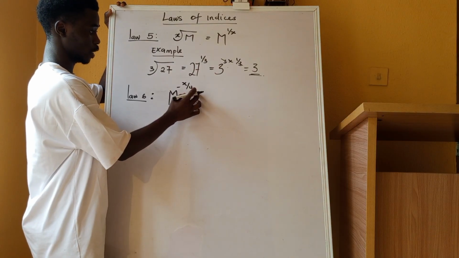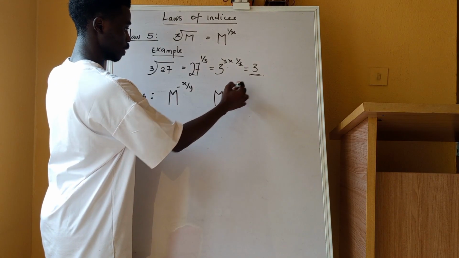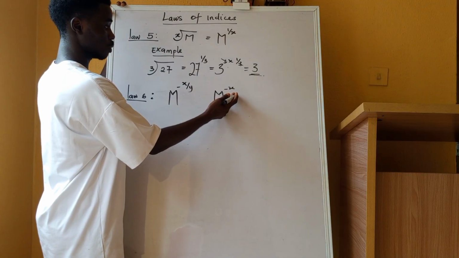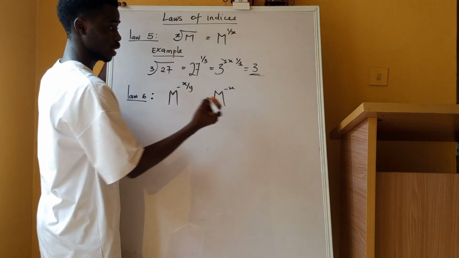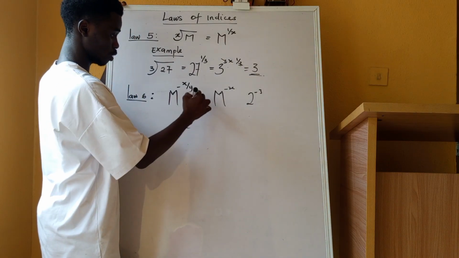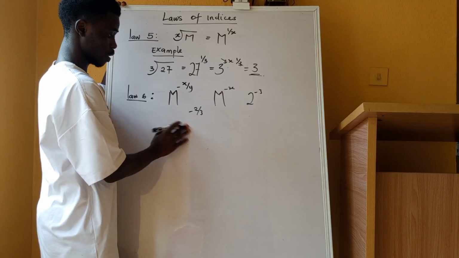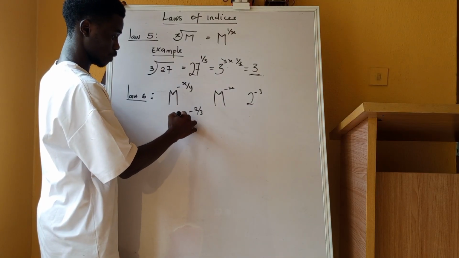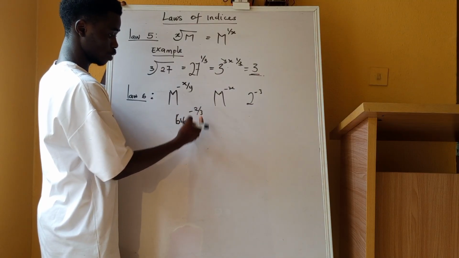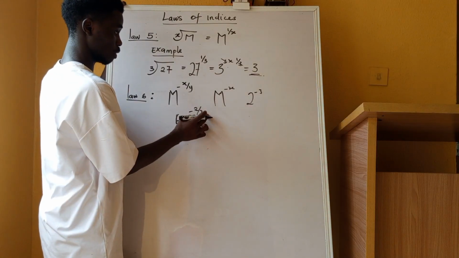Now, this is a fraction. It's different from having m raised to the power negative x. Negative x means that it's just a single number that is there, like 2 raised to the power of negative 3. What if we have 2 raised to the power of negative 2 over 3, or maybe 64 raised to the power of negative 2 over 3? What are we going to do? It's different from this because this is a fraction.